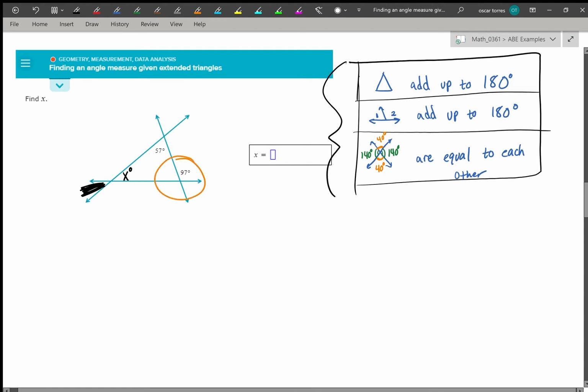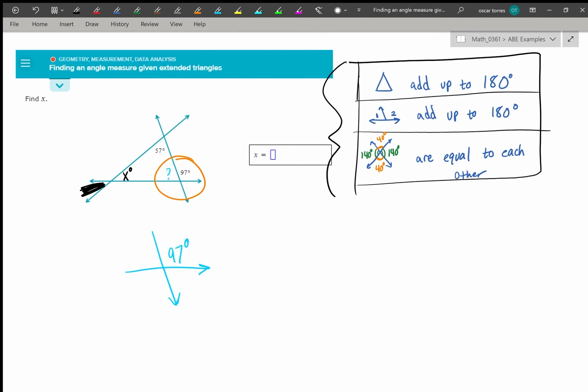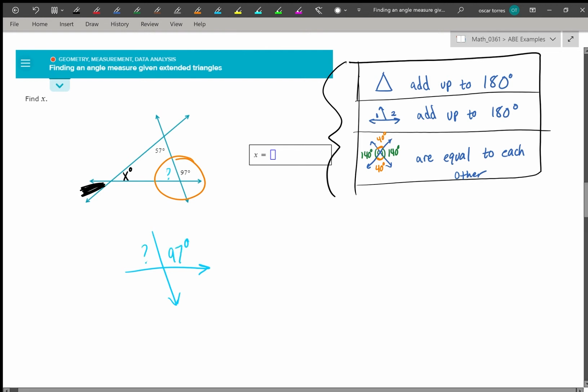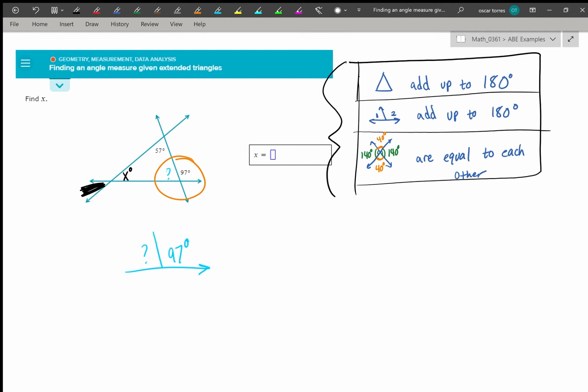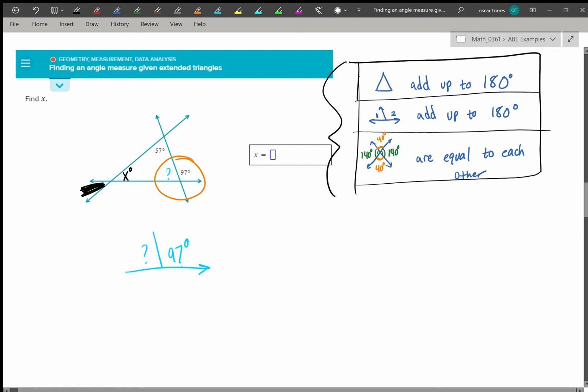If I circle this, imagine zooming into this section. What we end up having is a line going to the bottom right and a line going to the right. We have a 97 over here, and we're trying to figure out what angle is right here to the left of the 97. So we can ignore this extra section that goes down, and we can just focus on these two angles, the missing angle and the 97 degrees. These two angles end up sharing this bottom line. So if we go back to the ideas in the notes, these two angles are supplementary, which means they add up to 180 degrees.